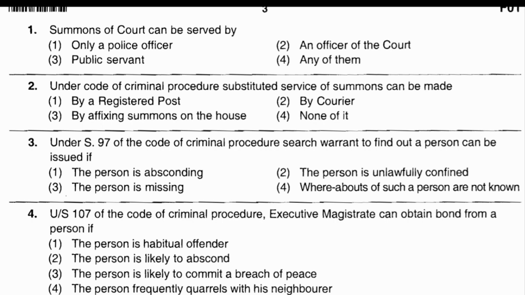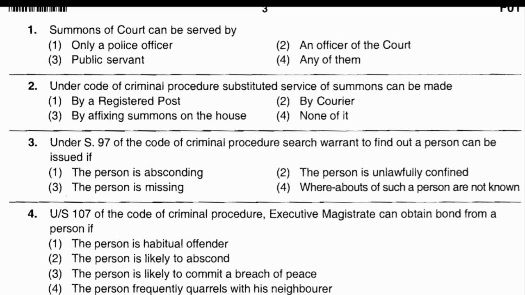Now question number 2. Under Code of Criminal Procedure, substituted service of summons can be made. Option number 1, by registered post. Option number 2, by courier. Option number 3, by affixing summons on the house. And option number 4, none of it. And the correct answer is option number 3, by affixing summons on the house.